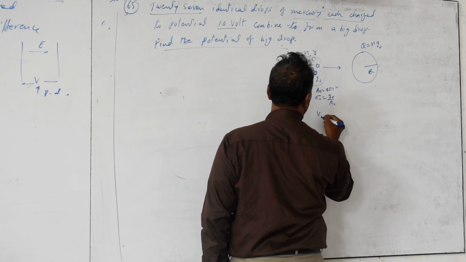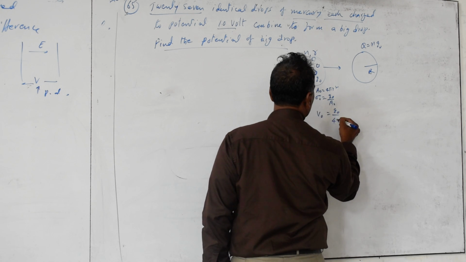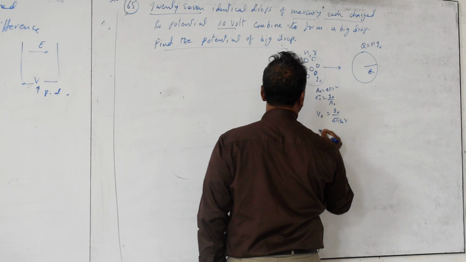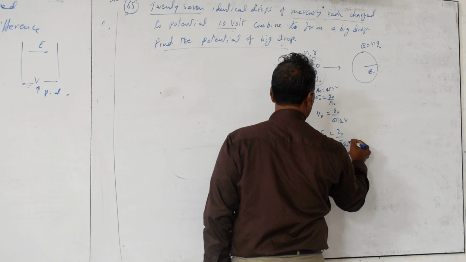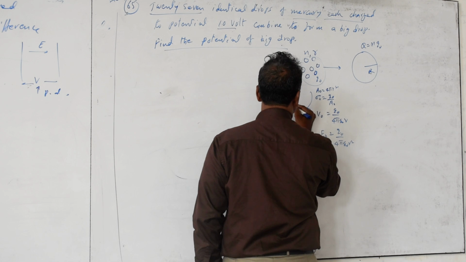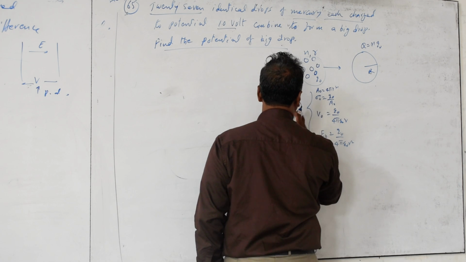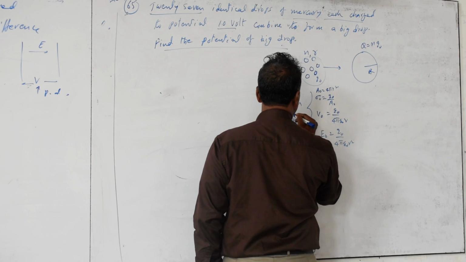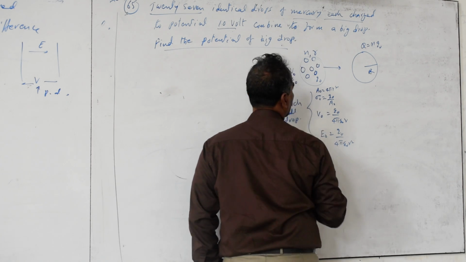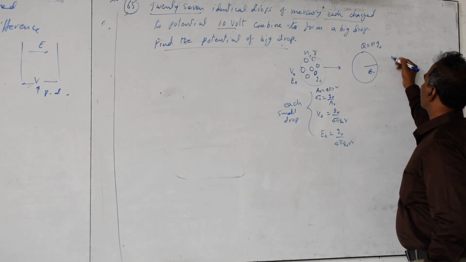And the potential formula: V naught is equal to Q naught by 4 pi epsilon into radius. And the electric field formula: Q naught by 4 pi epsilon into r square. This is for each drop, each small drop, called droplets.